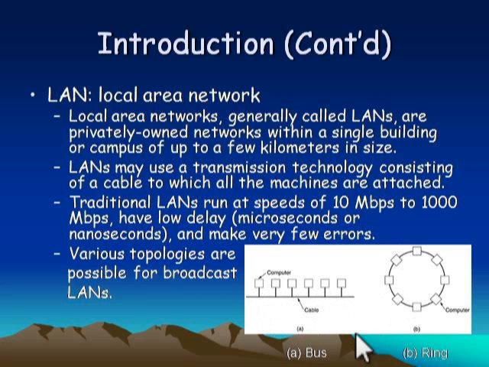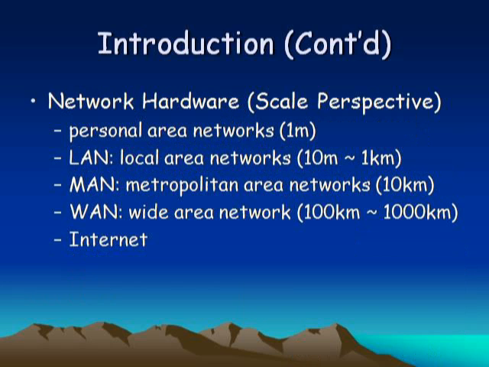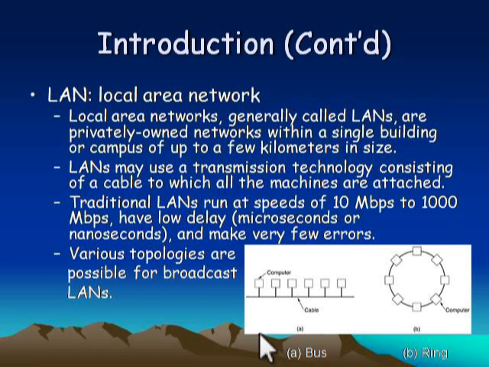So as we already discussed, what is a local area network? A LAN is a simple network that connects a number of devices within a range of 10 meters to 1 kilometer. Traditionally, the speed of any LAN will be between 10 Mbps to 1000 Mbps. In the general scenario, to cover small areas like colleges or within buildings, we go with local area networks.